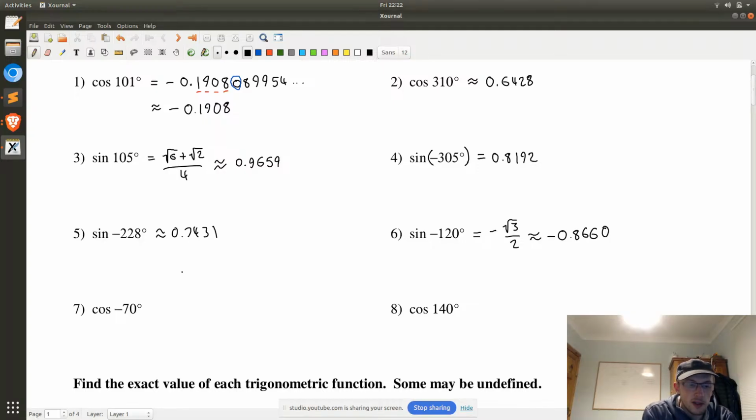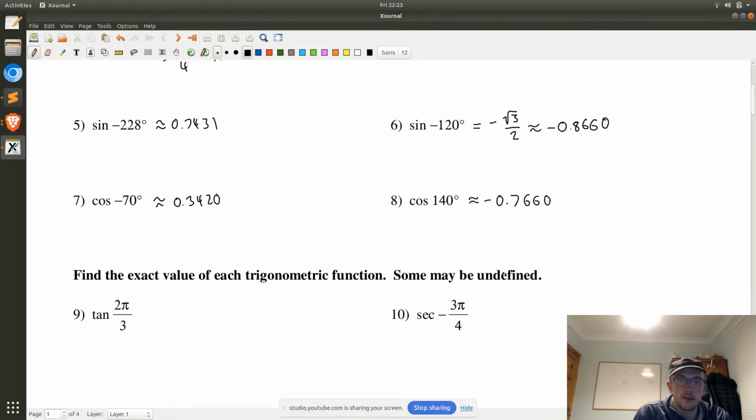Cosine of negative 70 is 0.3420. Cosine of 140 is negative 0.7660. Now, we've encountered two exact trigonometric values so far: sine of 105 degrees and sine of negative 120 degrees.